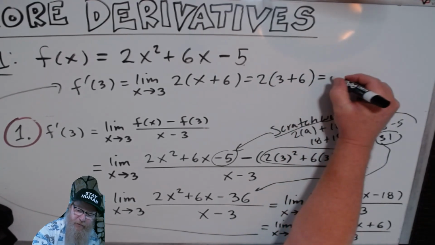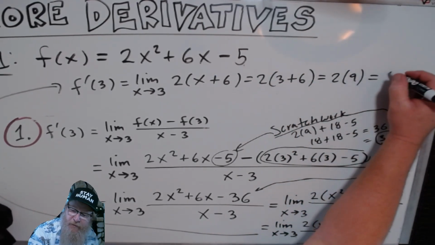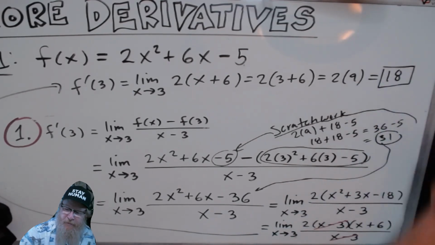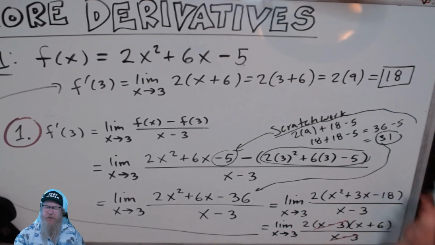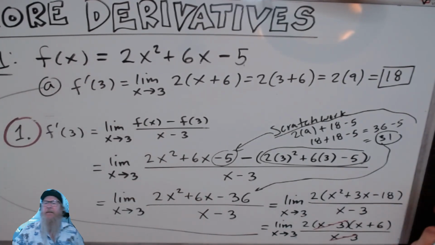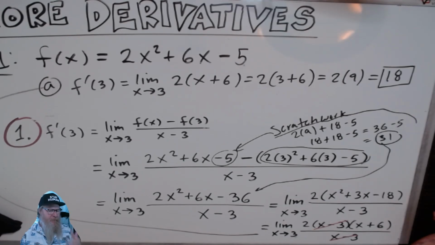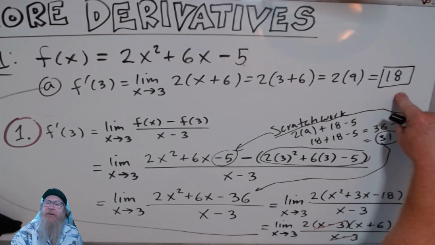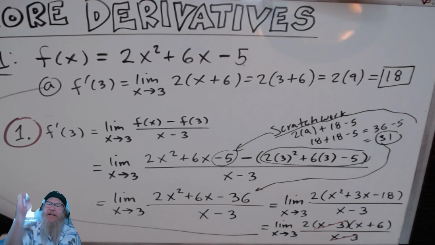Give it a little bit more breathing room here. So that's the answer to part A. The slope of the tangent line is 18. Okay, that tells you a lot about the graph, actually. It tells you that it's very, very steep. And it's increasing at a rate of 18 to 1, right?